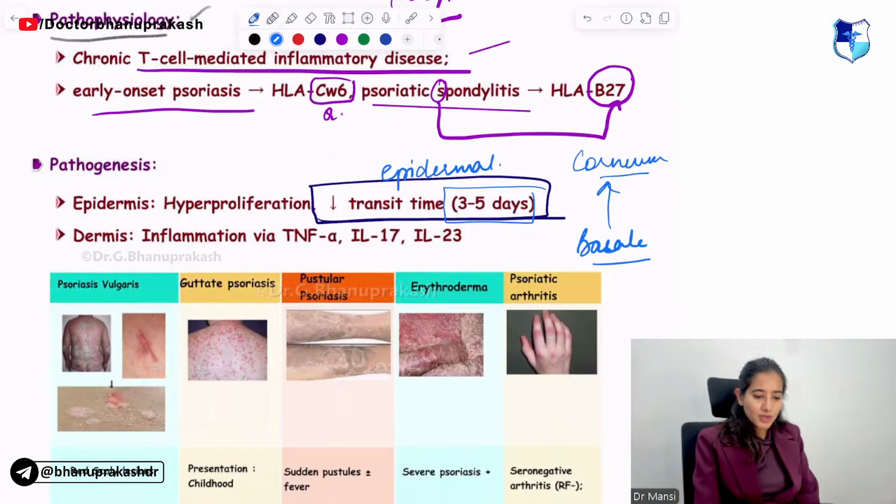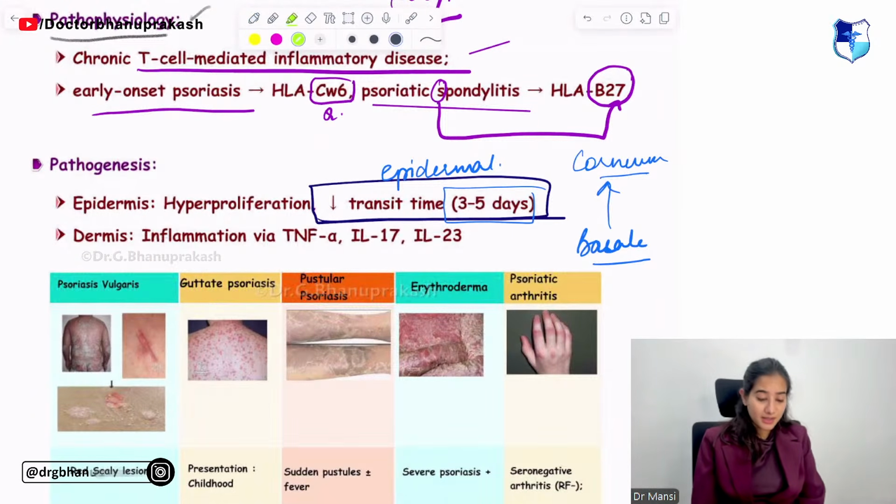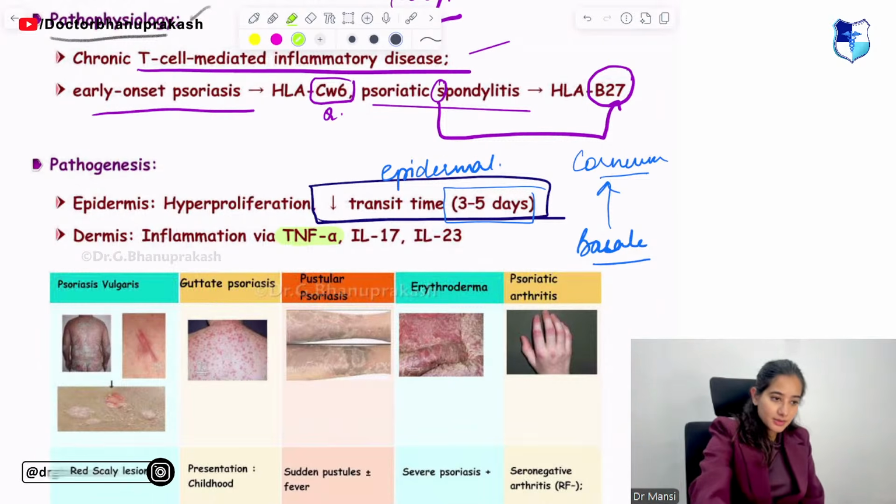Fine. So the inflammation which is happening in them is mediated via TNF alpha, interleukin 17. Remember this, and interleukin 23.